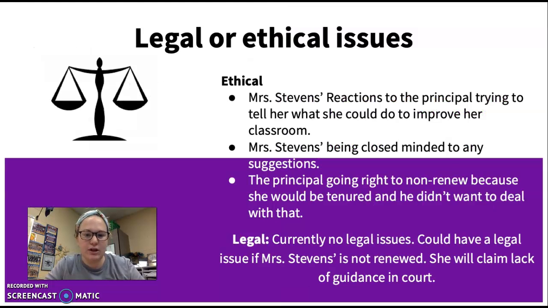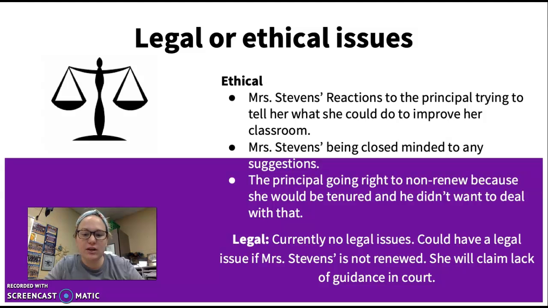Legal or ethical issues is next. The ethical issue, or a few of the ethical issues, is Mrs. Stevens' reaction to the principal trying to tell her what she could do to improve her classroom. With her not listening, that also puts her as closed-minded. She's not willing to learn what she can do for her classroom.